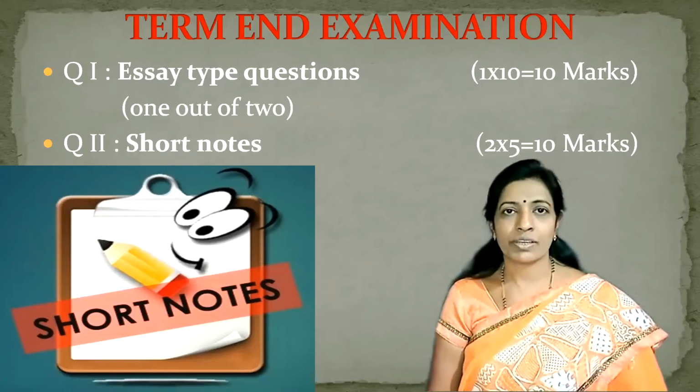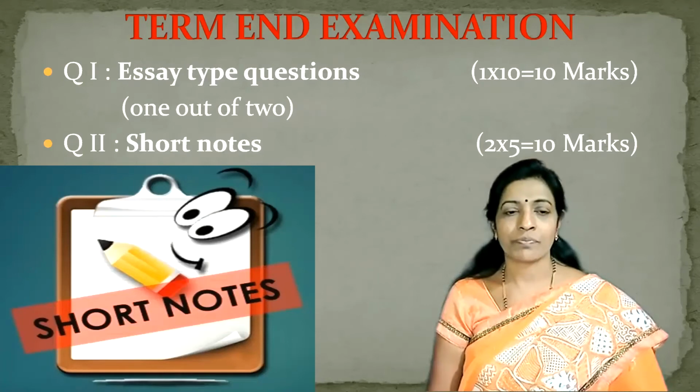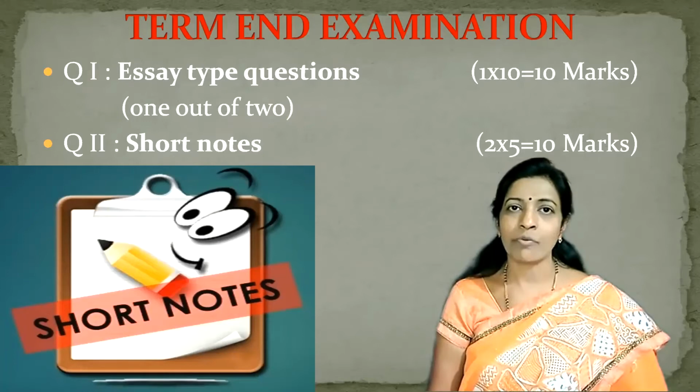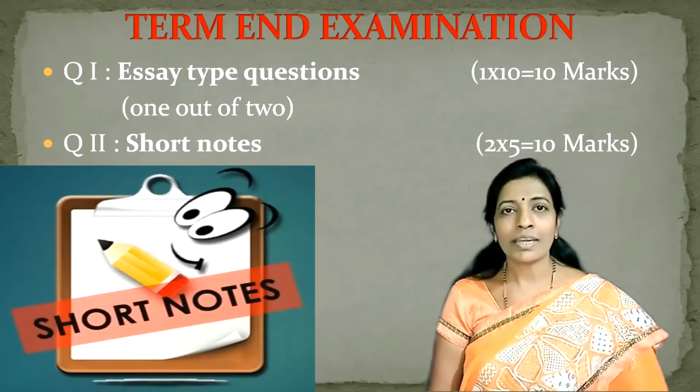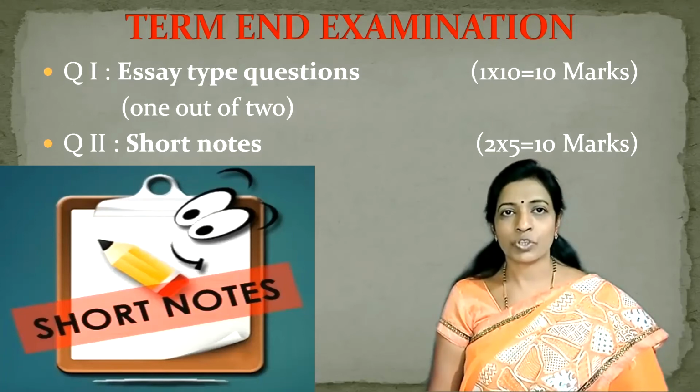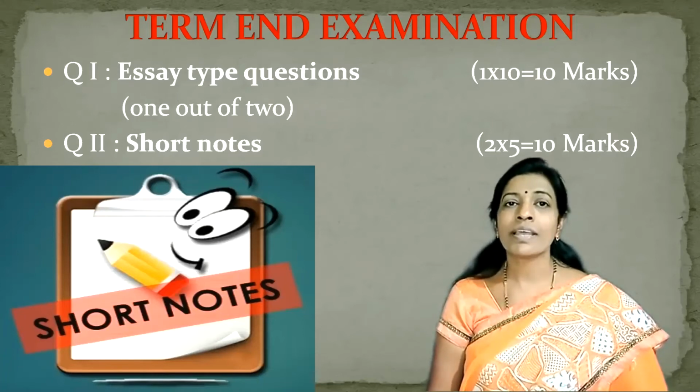The first question is an essay type question. Here, you will be given 2 questions and you have to answer any one. This will carry 10 marks. The next type of question which you will have to answer are short notes. Again, you will be given a choice and you have to answer any 2 short notes. Each short note will carry 5 marks. So totally the marks which you can score from writing your short notes are 10 marks.